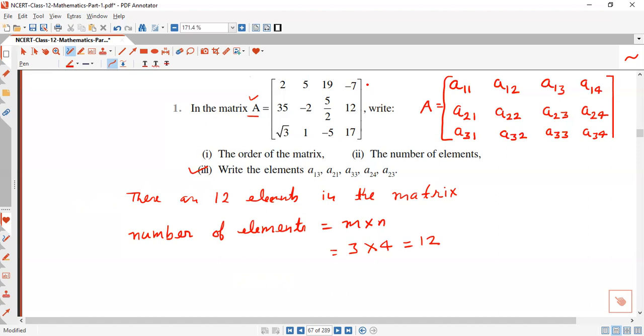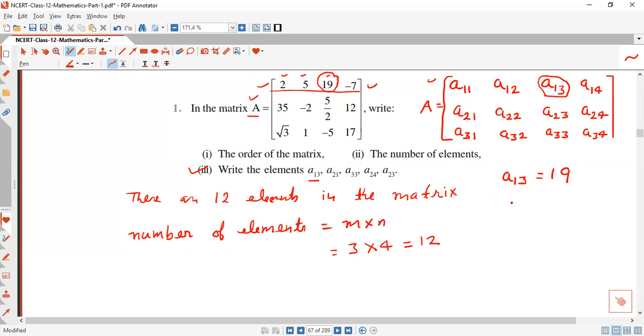If you compare this A with the matrix A, you see A11 equal to 2. Now we have to find the value of A13. A13 means first row, third column element. This element we are talking about. You see this is the first row, and the third column, 1, 2, third. This is the third column. So A13 will be equal to 19.